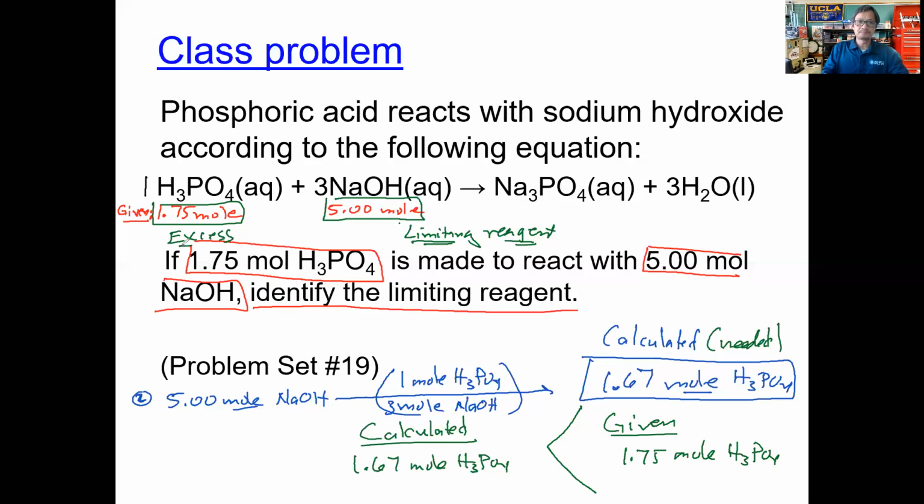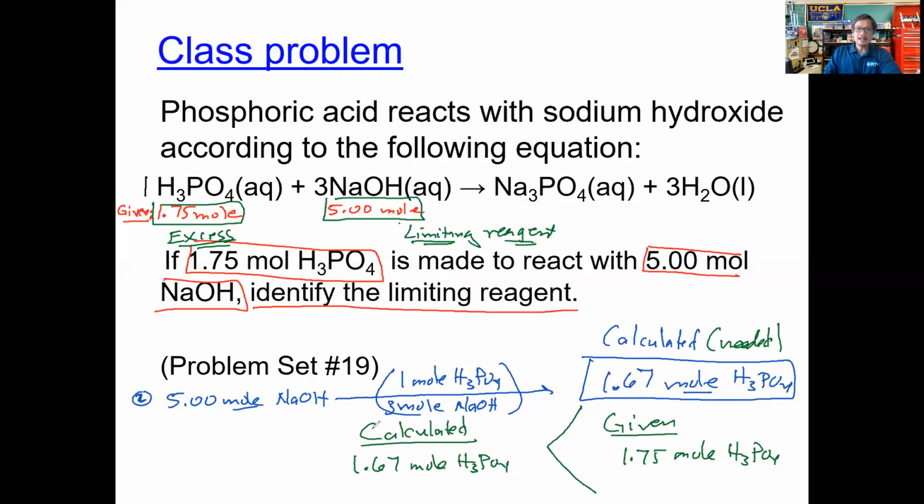Okay, so if you had chosen to do this calculation, you would have found out that H3PO4 is the excess, but the question is asking you about the limiting reagent. And so at this point, you don't have to do the second calculation. You can just, by deduction, if one of the reactants is in excess and there's only one other reactant, that must be the limiting one. So however you choose to do this calculation, it's completely up to you, but you've got to make sure that you do this work right here.